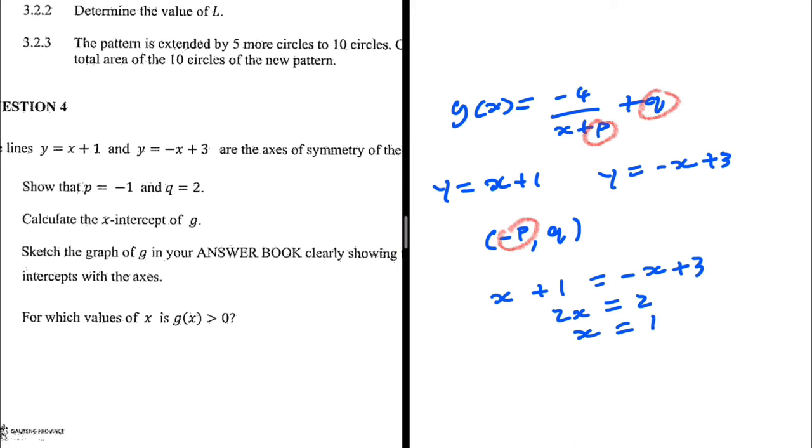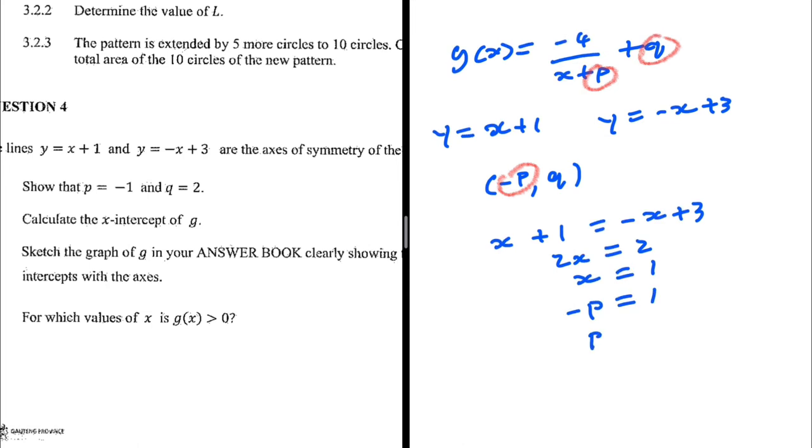But what are we saying? We are saying that at minus p, that's where these two lines touch. So let's take a look. We're going to have minus p being equal to 1, because when x is equal to minus p, that's where they touch. So clearly, p should be equal to minus 1. So there we go. We have the value of p.